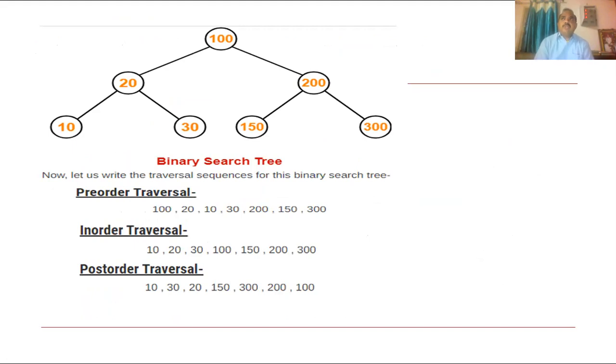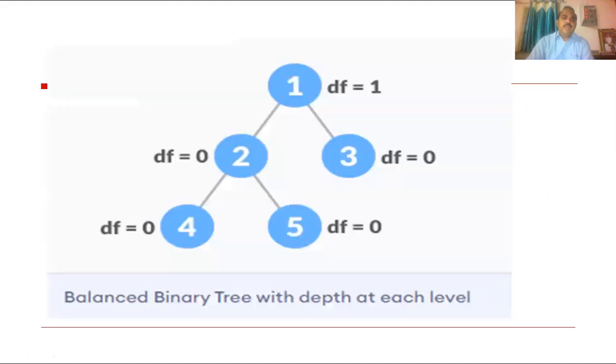In in-order tree traversal, all the elements are displayed in ascending order. So this is the in-order tree traversal, the middle one. These are the elements displayed in pre-order traversal. These are the elements displayed in post-order traversal. Clear, all of you?